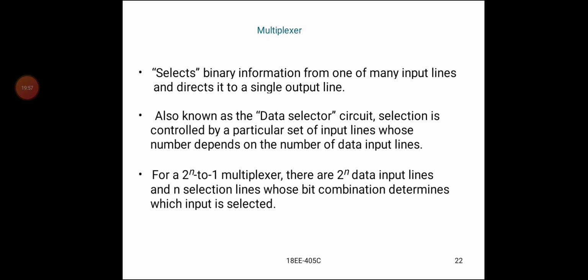So a multiplexer selects among a number of voice channels and connects only one line to the output line. In a telecommunication system, a number of voice channels are connected to a single line. Which input line is connected to the output line depends on the selection lines.